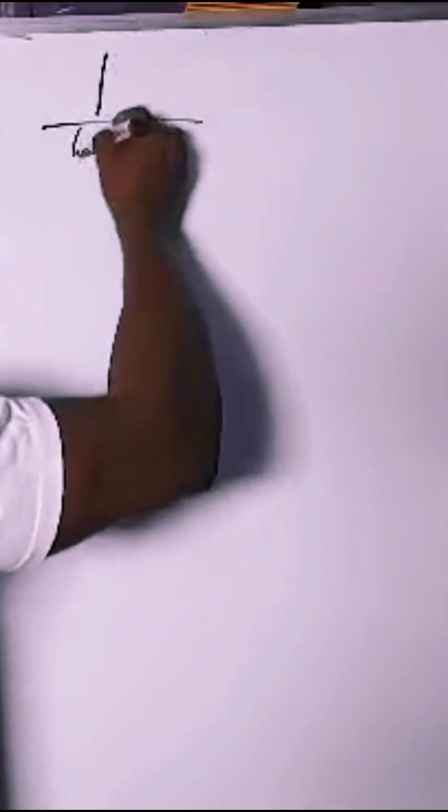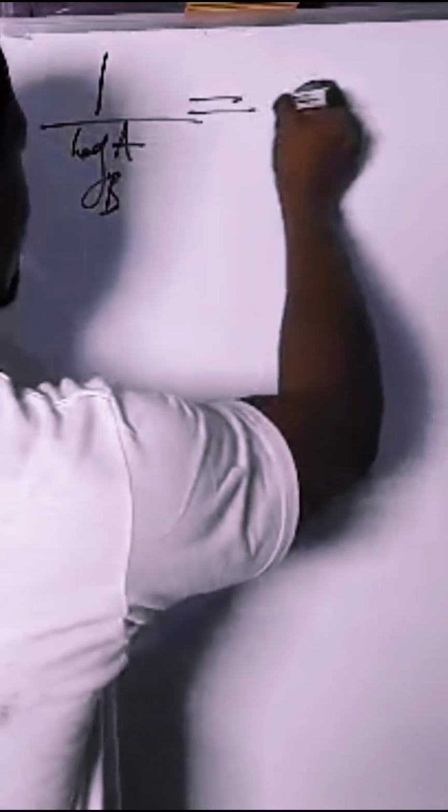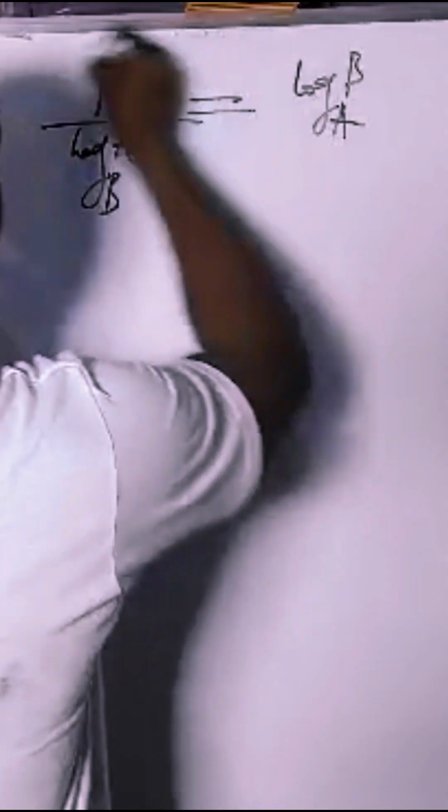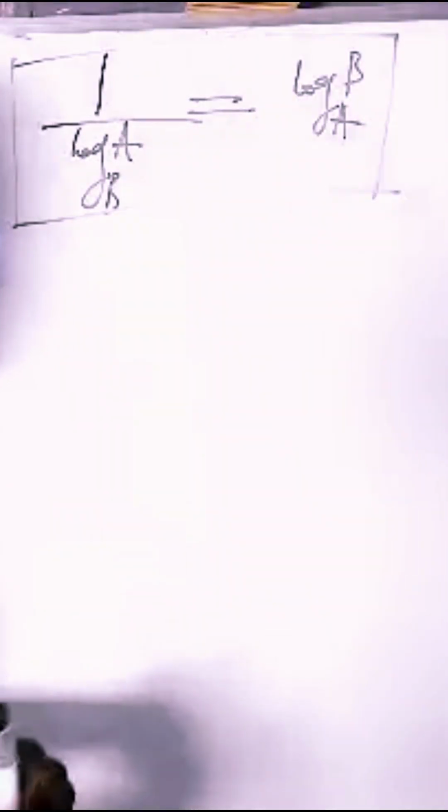Interpreting this mathematically, the law says that 1 over the log of a to base b is equal to the log of b to base a. So this is what we call the fifth law of logarithm. And our task in this particular video is to see to the derivation of it, as usual, to see how it originated or came about.